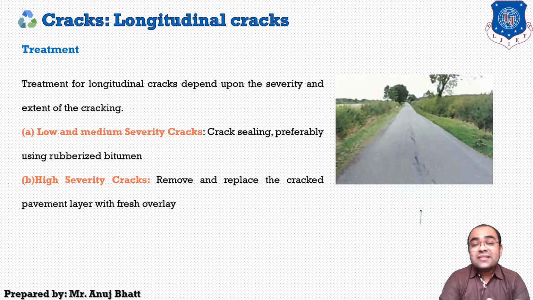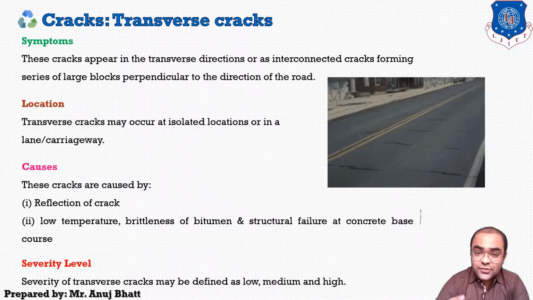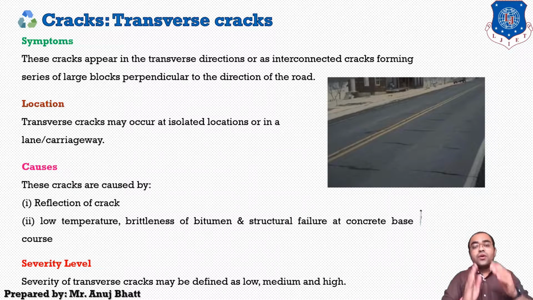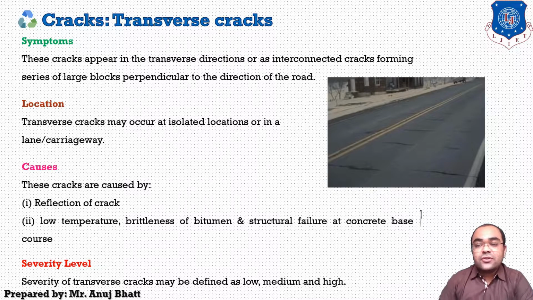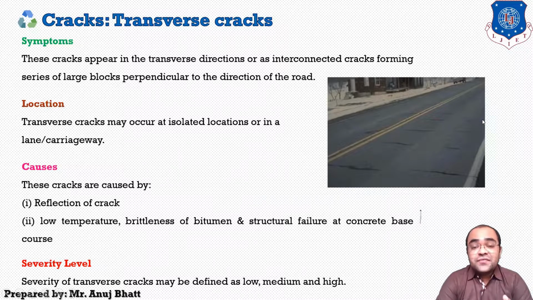Okay, next is the transverse crack. Talking about the symptoms of transverse cracks, these cracks appear in transverse direction or as interconnected cracks, forming a series of large blocks that are perpendicular to the direction of the road. As here you can see in this figure, this is the direction of the road and these cracks are perpendicular to the road. Well, the transverse cracks may occur at isolated locations or in a particular lane or particular carriageway.